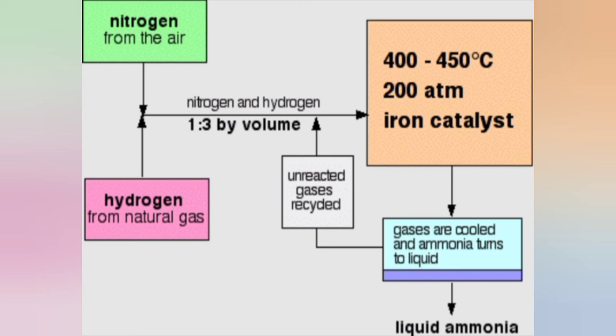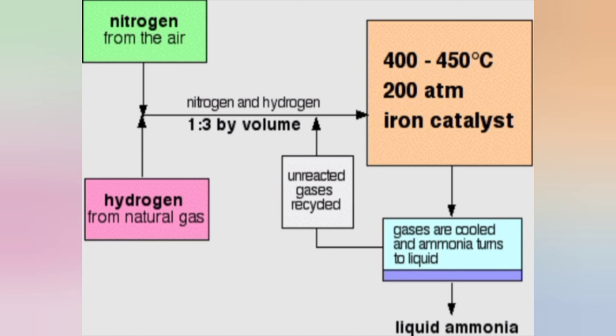Now, if we want a maximum yield of ammonia, we need to change the conditions. We can increase the pressure to shift equilibrium to the side, according to Le Chatelier's principle, but the problem here is that a high-pressure reactor is expensive, so a compromise pressure of 200 atmospheres is used.